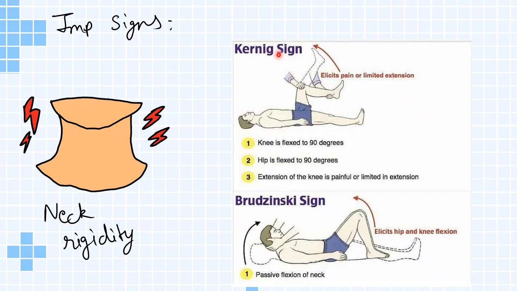The second sign is Kernig sign. To check this, the hip and knee are first flexed to 90 degrees. When the examiner attempts to extend the knee, the patient experiences pain and resistance. This happens because extending the knee stretches the inflamed meninges and nerve roots, producing pain. The third sign is Brudzinski sign. Here, the examiner passively flexes the patient's neck. The hips and knees automatically flex. This is actually a protective reflex that reduces tension on the inflamed meninges and helps minimize pain.